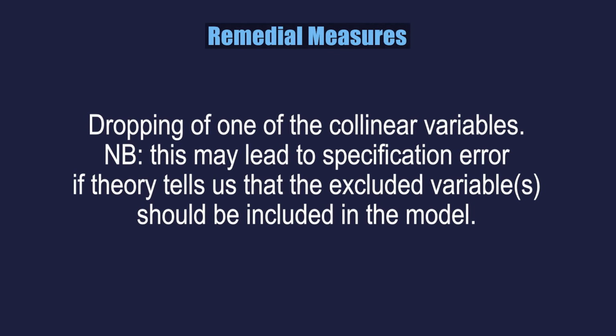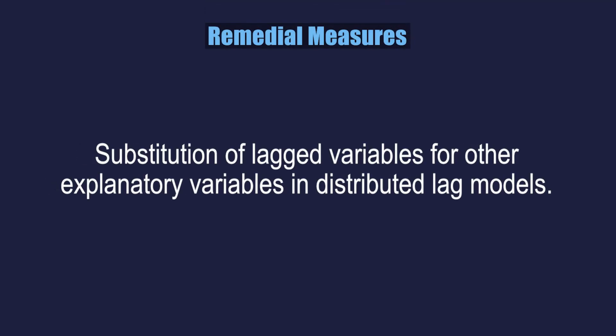Secondly, which is done most of the time, this technique is followed by dropping one of the collinear variables. That means we drop the variable which is basically creating the problem, and we run the regression one at a time by dropping the variable. This is one of the most important steps that is followed to detect and to correct the problem of multicollinearity. Substitution of lagged variables is also done. If we have a distributed lag model where the lagged dependent variable can be used, then if we substitute the lagged dependent variable, this problem can be eliminated.